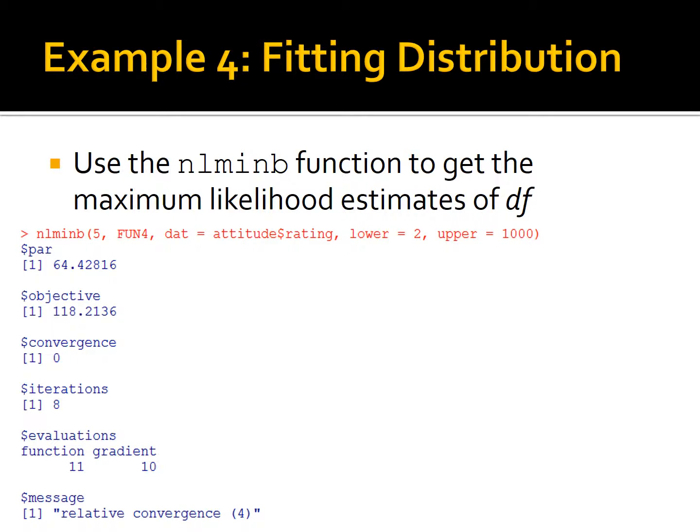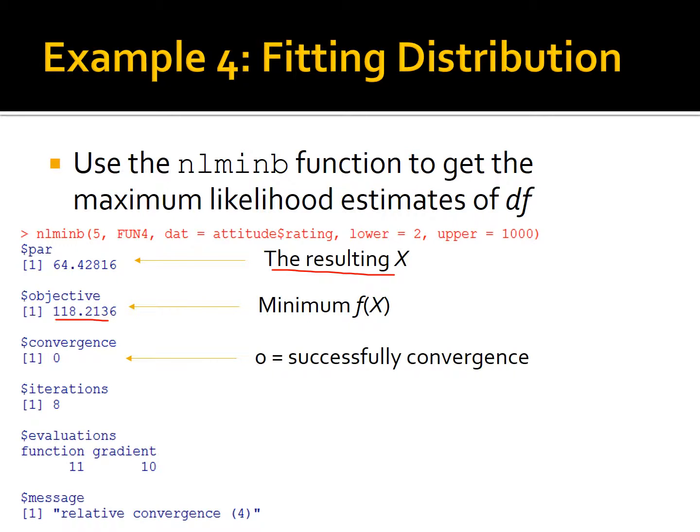So let's see the result. The resulting x is 64.542, which is the degree of freedom most likely to fit the data. And the objective would be 118.2136. Convergence 0 means it successfully converged. This is the number of iterations. So we got the result.